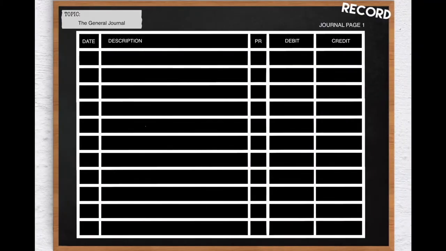Where are we going to record them? Well, we're going to record them in a place called the General Journal. Now we're officially recording a business transaction, because before we were just analyzing it. So here we're going to record this business transaction. Your journal has a date column, description, PR means post reference, a debit column, and a credit column. You'll see it formatted different ways, but you'll always see these columns right here.